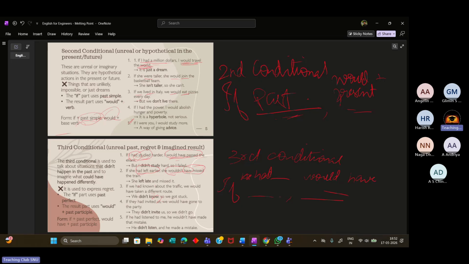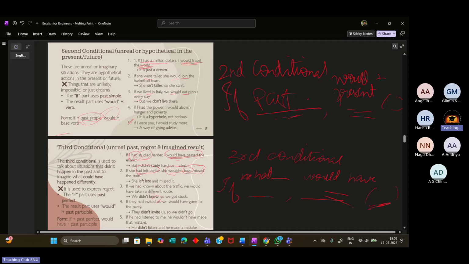So how do you decipher between the second and third conditional? Depending on the result: if the result is in present tense, then it's a second conditional, so you just add would plus the present tense of the word given in the brackets. If it's a third conditional, it will be in the past tense, so you add would have plus the thing in the bracket in the past participle form.